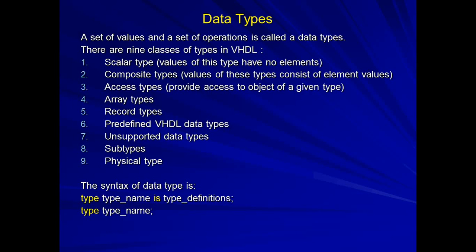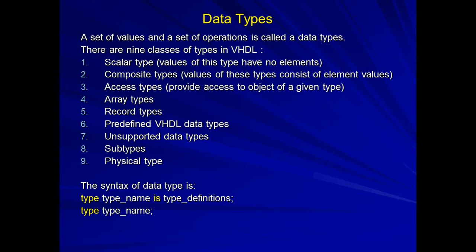Now next language elements are data types. A set of values and set of operations is called data types. Data types are very important. What type of objects you are going to declare, what type of data you are going to declare, these are mentioned by using the data types. Hence, there are 9 classes of types in the VHDL: scalar type, composite type, access type, array type, record type, predefined VHDL data type, unsupported data types, subtype, and physical type.